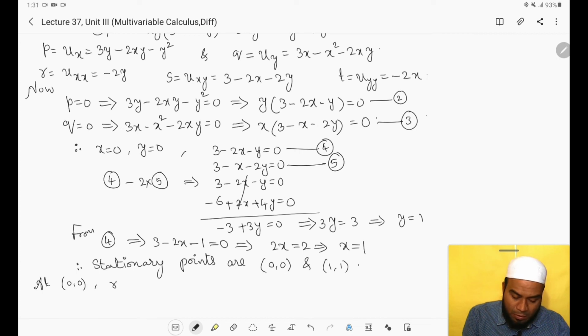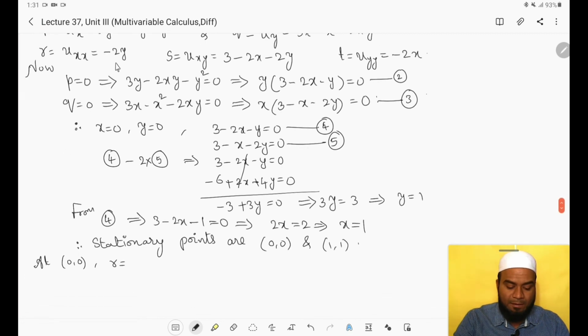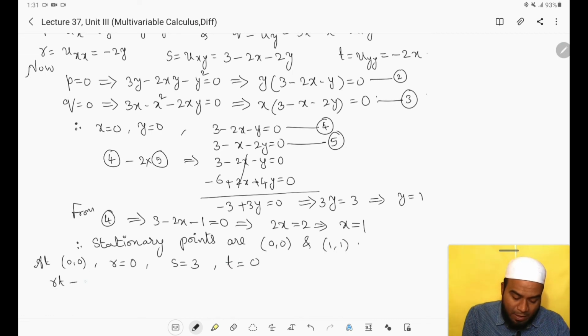At (0, 0), what is r? See, r is minus 2y, and x and y both are 0. So r will be 0. s will be 3 minus 0 minus 0, so s will be 3 only. Then t, which is minus 2x, will also become 0. Then find rt minus s square.